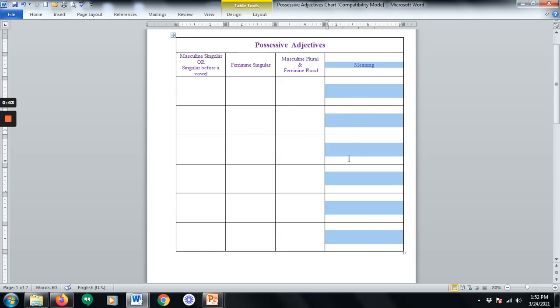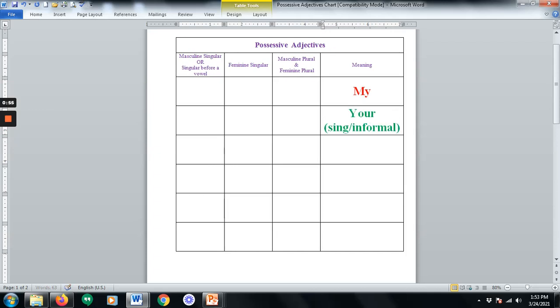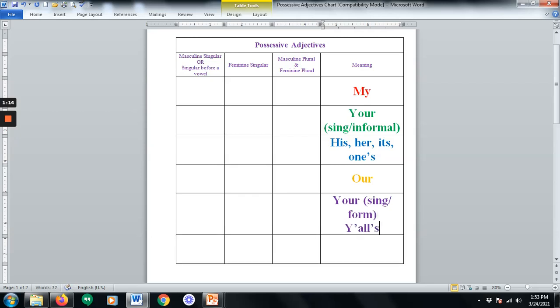So what we ultimately do, and I'm going to fill out this column, the English translation meaning column first, and then we'll go back and fill in all this. But in English, your possessive adjectives are my, your, if it is singular and informal, his or her, or its, or one's, our, your, if it is singular and formal, and y'all's, and then you have their.